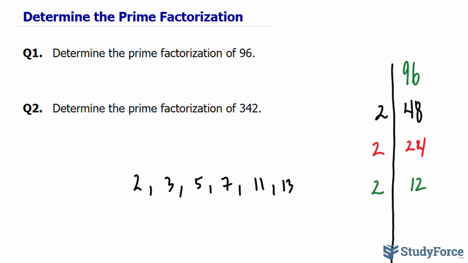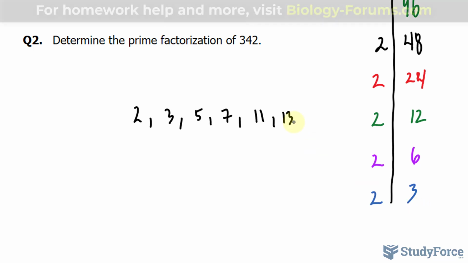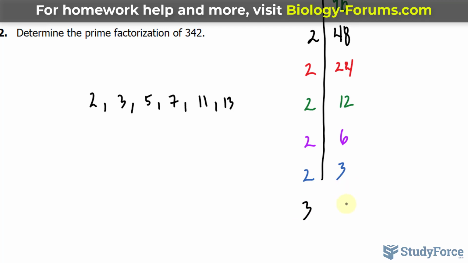What is the lowest prime number that divides into 12? 2 again. Next, what is the lowest prime number that divides into 6? 2. And that becomes a 3. The lowest prime number that divides into 3 is 3 itself. 3 divided by 3 is 1. When this column reaches a 1, then you know you're done.